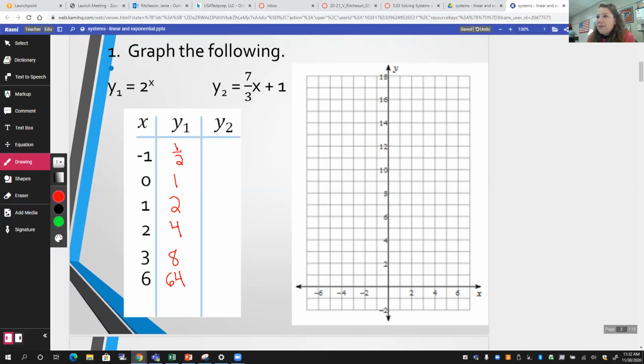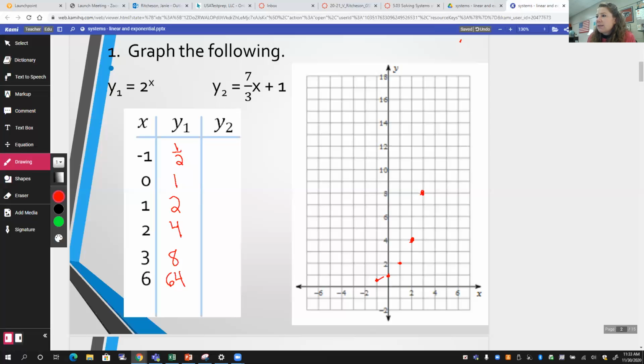All right, let's go ahead and graph this. So our first coordinate would be -1, 1/2. So left 1, up 1/2. The second is 0, 1. Don't go right or left, but go up 1. The next one is 1, 2. Go right 1, up 2. Then we have 2, 4. Go right 2, up 4. Then we have 3, 8. And finally we have 6, and 64 is way up there, right?